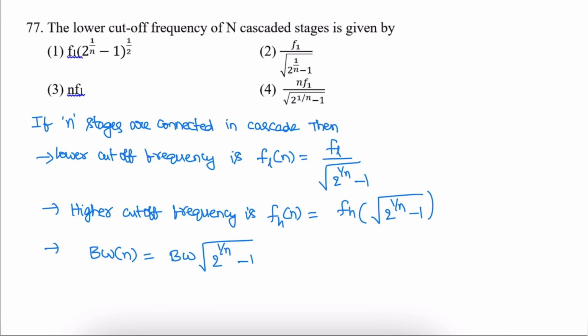Next question. The lower cutoff frequency of an n-stage cascade amplifier is given as follows. If there are n stages connected in a cascade manner, then the lower cutoff frequency f_L(n) is the lower cutoff frequency divided by 2 power 1/n minus 1, where f_L is the lower cutoff frequency of an individual stage. Similarly, the higher cutoff frequency is given as f_H(n) equal to f_H times square root of 2 power 1/n minus 1, where f_H is the higher cutoff frequency of an individual stage. Similarly, for the bandwidth, the correct option is 2. For lower cutoff frequency it is f_L divided by 2 power 1/n minus 1.